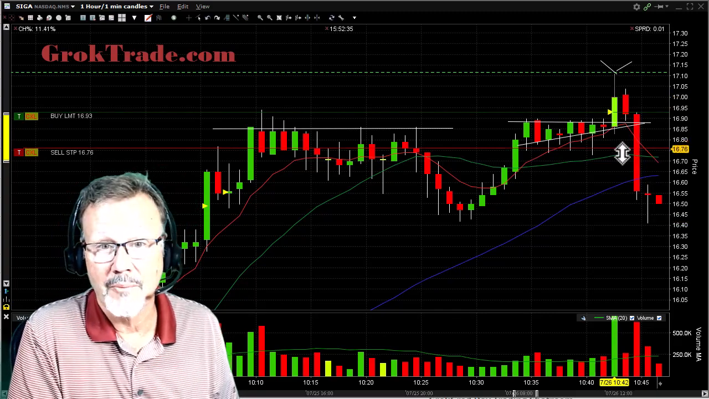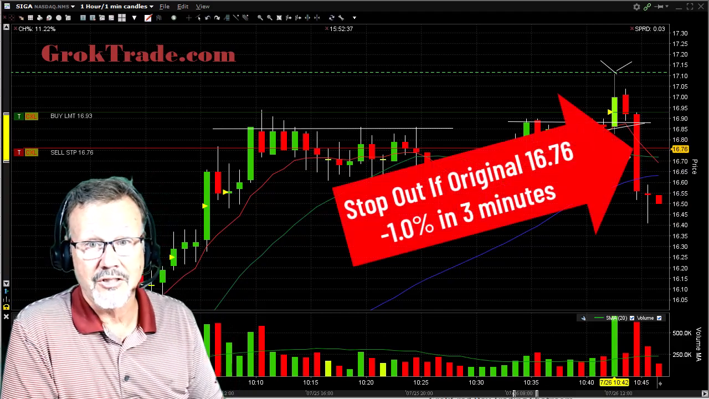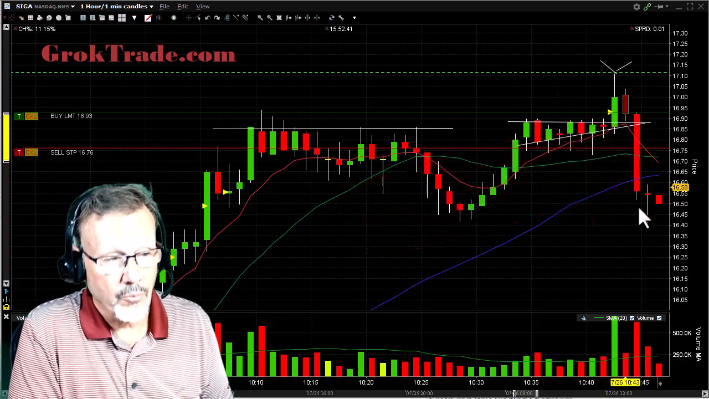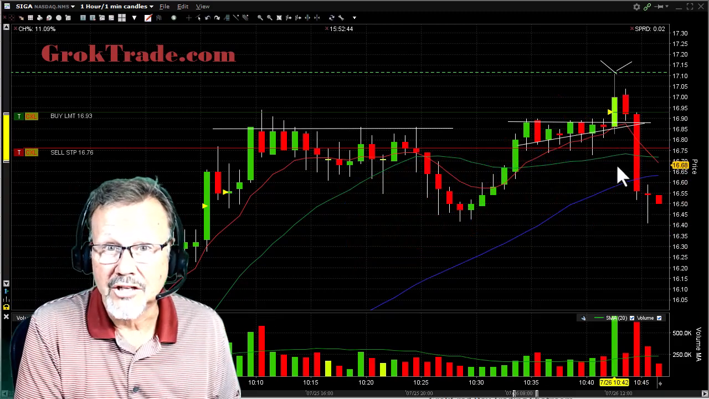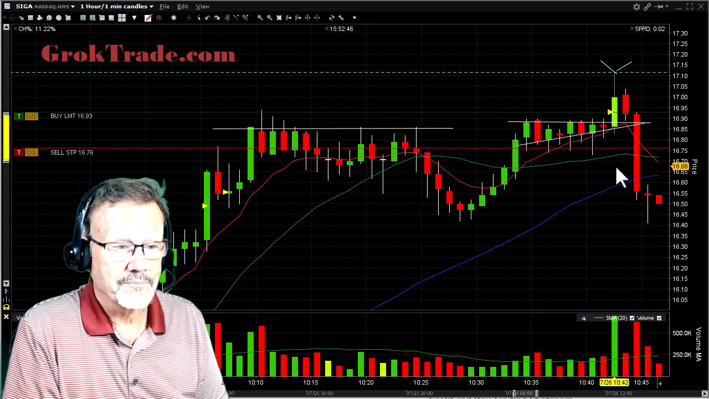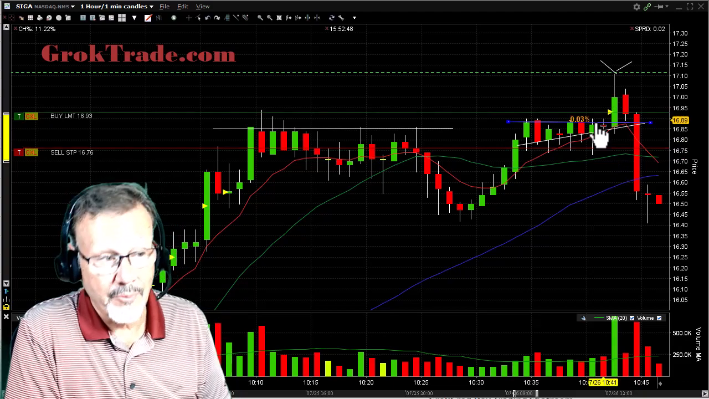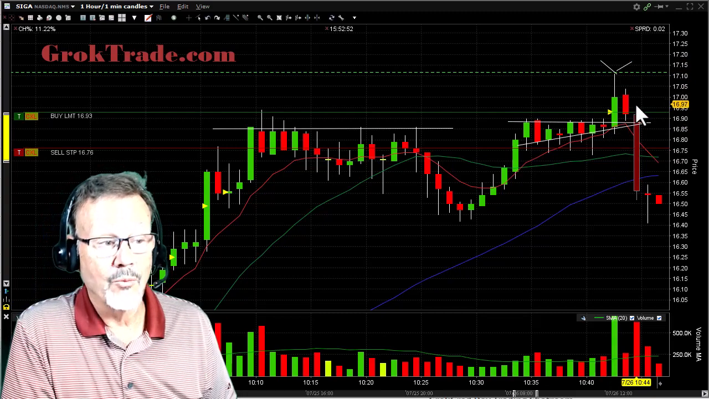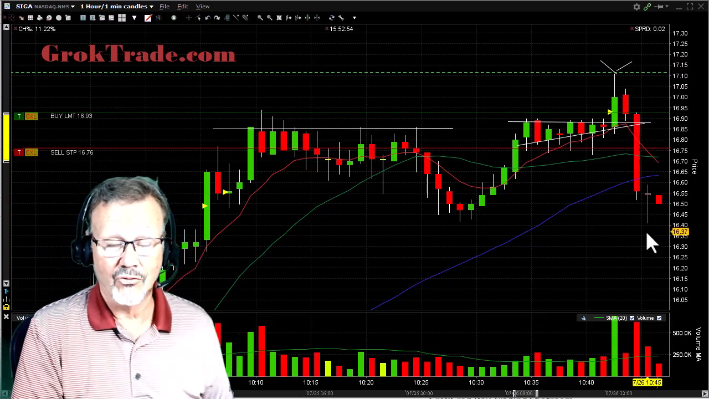Yeah, if I had stopped out at my original stop here at 1676, it would have been for minus 1% in 3 minutes. So the point is here that, again, all of our trades are about probabilities and not certainty. It was a high probability entry when we got in here, but it immediately turned around, and with huge volume, it ended up dropping 3.5%.